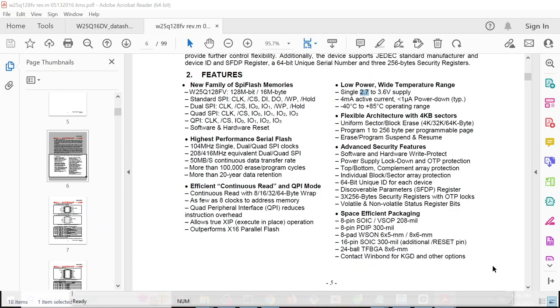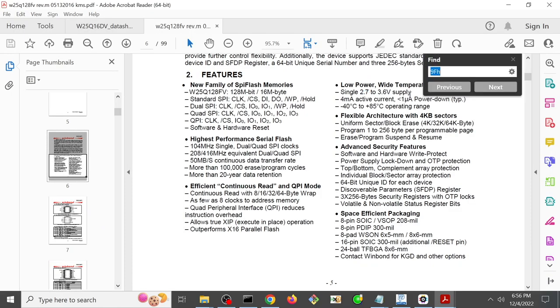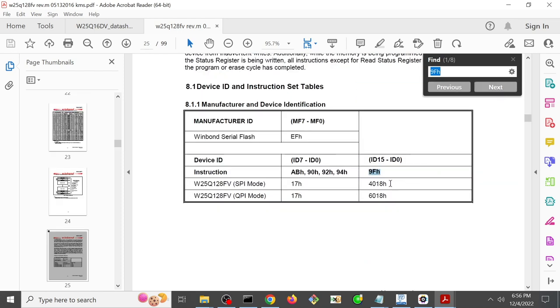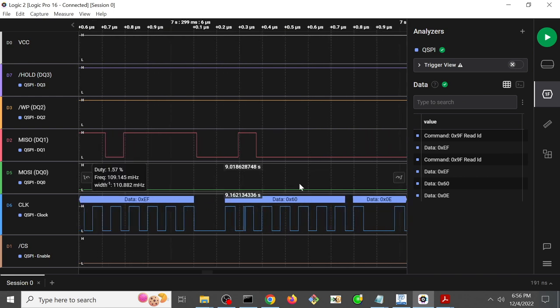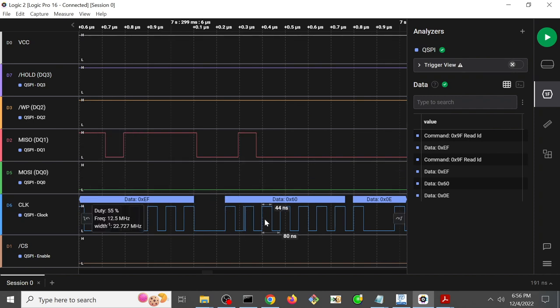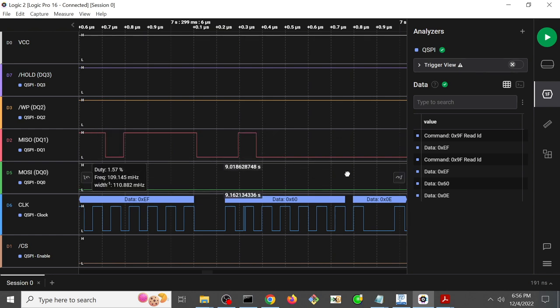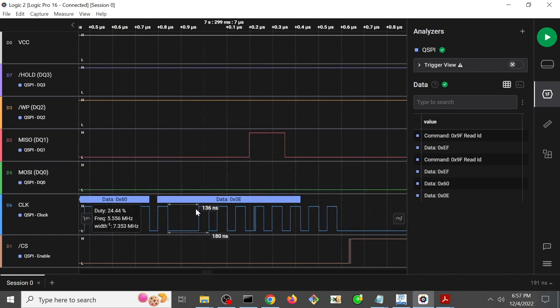So what we expect for this particular chip when it has a 9F input is we expect to see 4018 if it's running in single SPI mode and 6018 if it's running in quad SPI mode. And so again, if we go look at the data, it kind of looks like a 6 there, but because of the glitches, this would actually be 0, 1, 0, 0, and so that's 40, and then this should be 18. So 0, 0, 0, and then 1, and then 1, 0, 0, 0, and so that's 18.